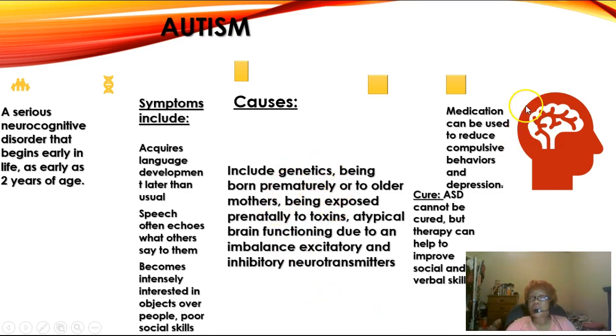Certain medications can be used to reduce the compulsive behaviors and the depression. They often become obsessed, and they're very compulsive, doing the same behaviors over and over. But there's no real cure, but they can use therapy to help improve the social and the verbal skills. There's often a behavioral component to autism. And this is not all, but these are just some basic things that I will be looking for you to discuss in your question on autism.